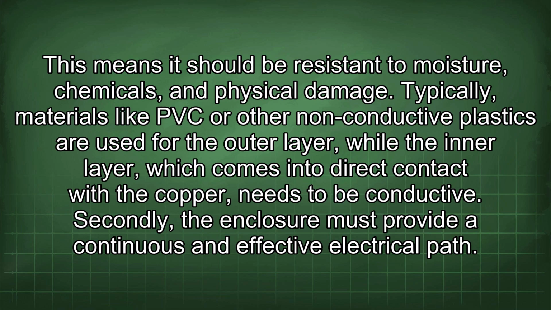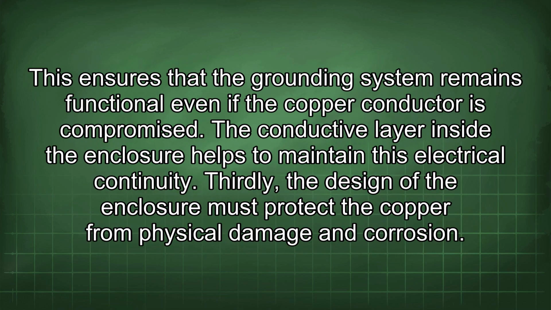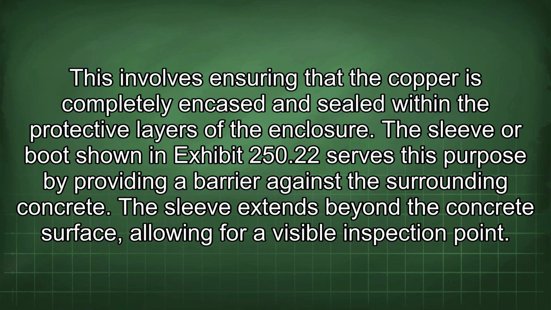Secondly, the enclosure must provide a continuous and effective electrical path. This ensures that the grounding system remains functional even if the copper conductor is compromised. The conductive layer inside the enclosure helps to maintain this electrical continuity. Thirdly, the design of the enclosure must protect the copper from physical damage and corrosion. This involves ensuring that the copper is completely encased and sealed within the protective layers of the enclosure.